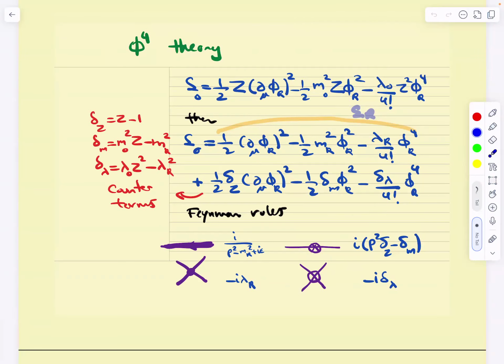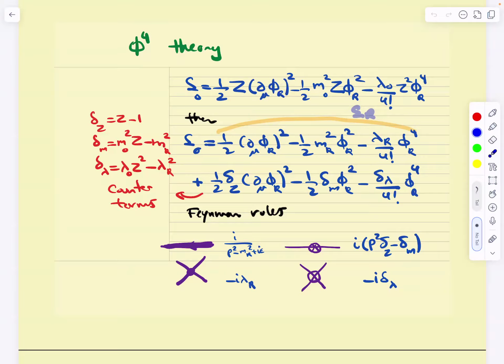You start with the action, which is half del mu phi naught squared, minus plus lambda naught over 4, phi naught to the fourth. This is your bare Lagrangian density. The minus signs are different from whatever, so I'm taking a minus outside of the whole Lagrangian density.